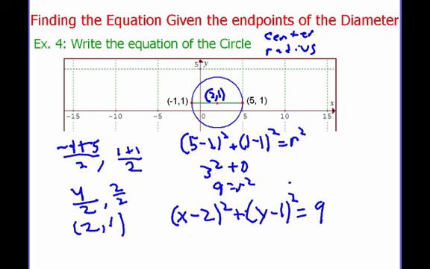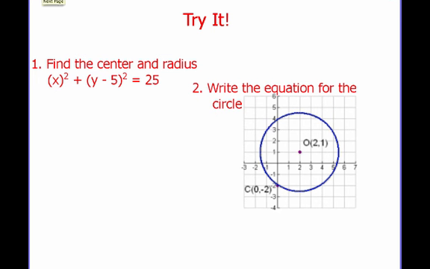So I'm going to leave you with two try-it problems. Number one says find the center and radius given this information here, given the equation. And number two says write the equation for the circle given the center and this point on the circle.